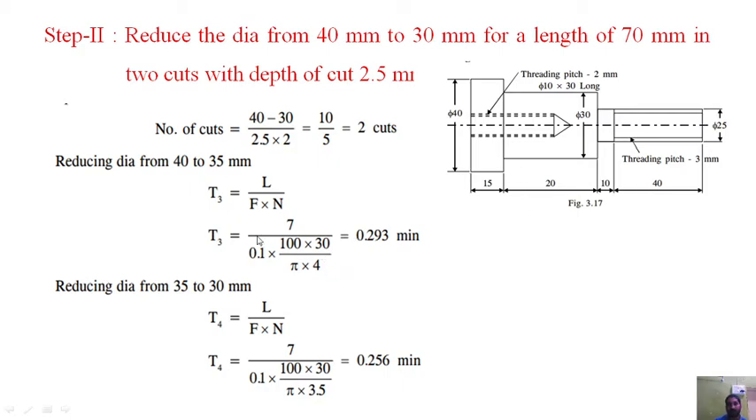Now in the next step you have to reduce the diameter from 35 to 30 for the same length, 7 centimeter. So here the diameter you have to take as 3.5 because you have turned the dia from 4 centimeter to 3.5. So you have to take here 3.5 dia. So you will get the time for the fourth operation as 0.2560. Now the workpiece is finished to this step, 40 and 30, up to this length.